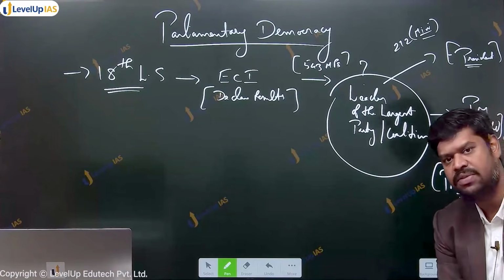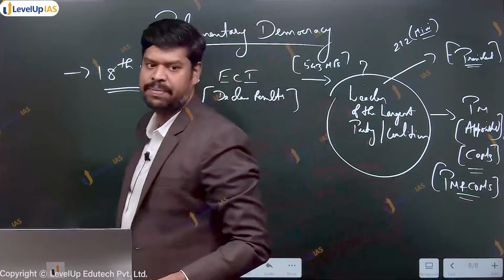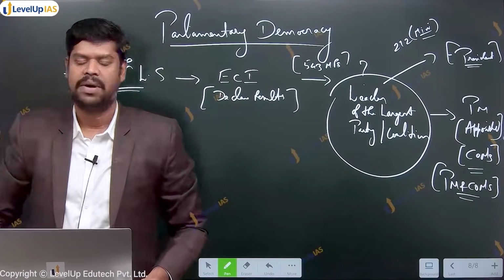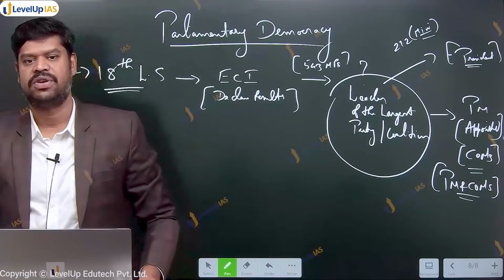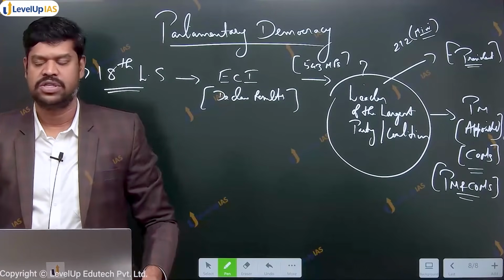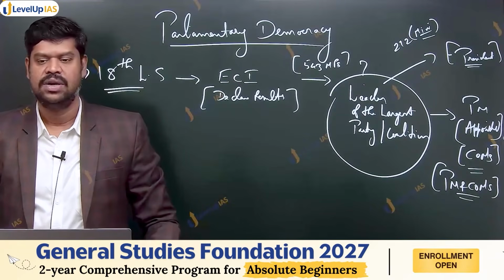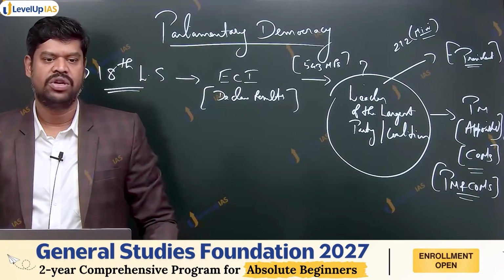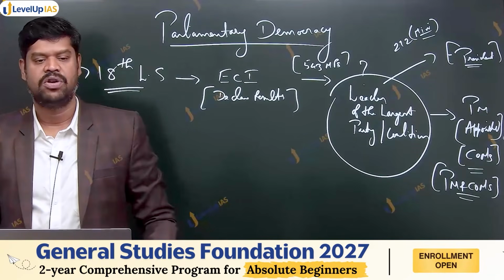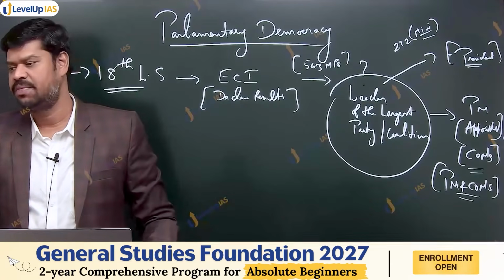Therefore, some of the members thought that we should go for what is called a presidential democracy rather than a parliamentary democracy. However, the Constituent Assembly decided in favor of a parliamentary democracy, because for them, what was more important than stability was accountability. And which form of democracy will be more accountable to the people? A parliamentary system rather than a presidential system.